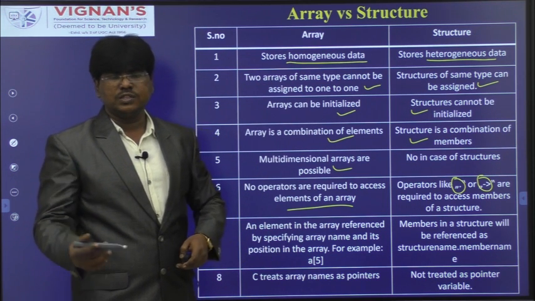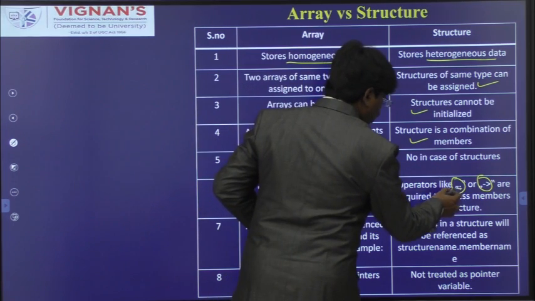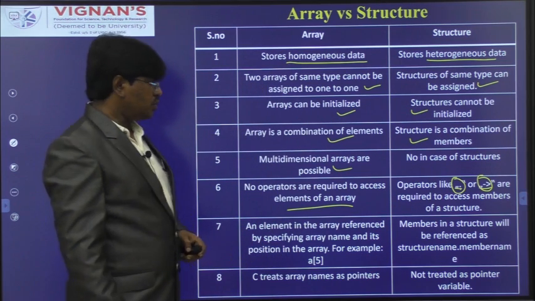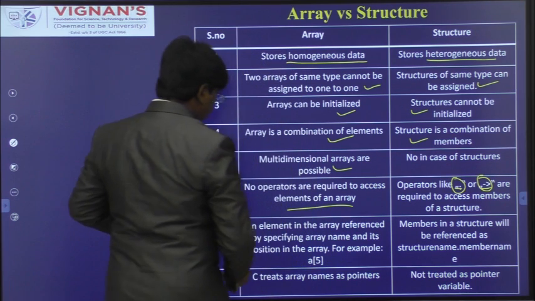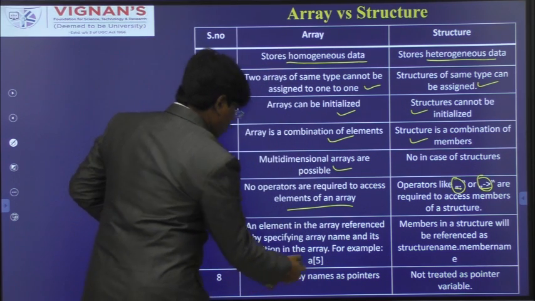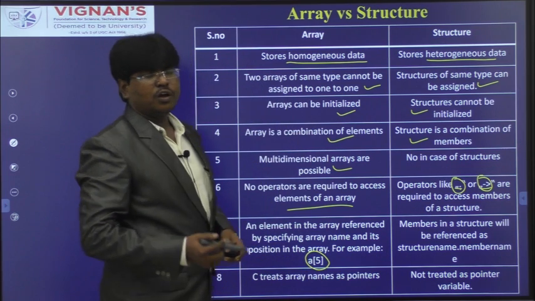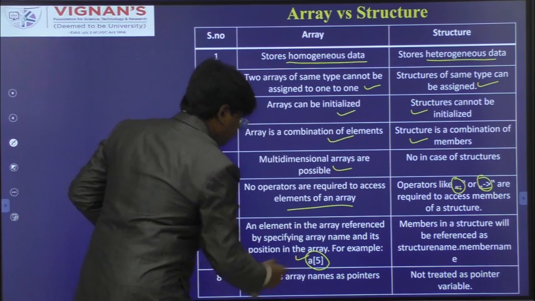How we can access that, we will see in the upcoming concepts. So we have to use either the dot operator or the arrow operator in order to access the members of the given structure. Next, an element in an array is referenced by specifying the array name with the index position. So if I have to mention the fifth element of an array, I will write a of 5.